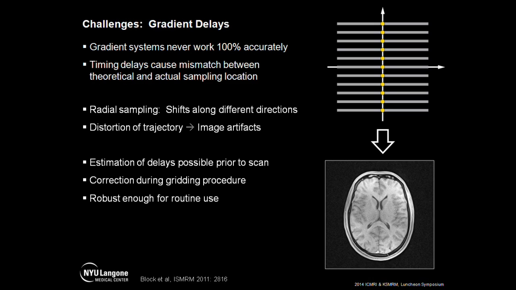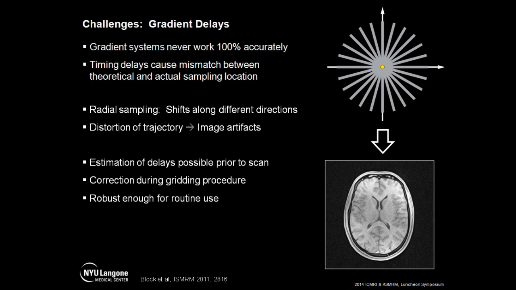Now, to perform this gridding procedure, we of course have to know where our sample points are located in K-space. And the problem is that gradient systems never work 100% accurately. There are usually delays of the gradient fields, and this means that our sample points are shifted relative to the theoretical K-space position. Now, if we use a conventional Cartesian sampling, this is not a big problem, because in this case all our rows or sample points will be shifted in the same direction, and this does not have an impact on the reconstructed magnitude images.